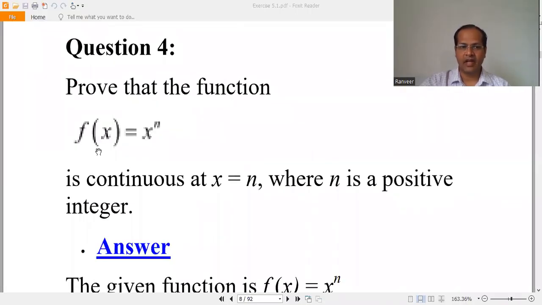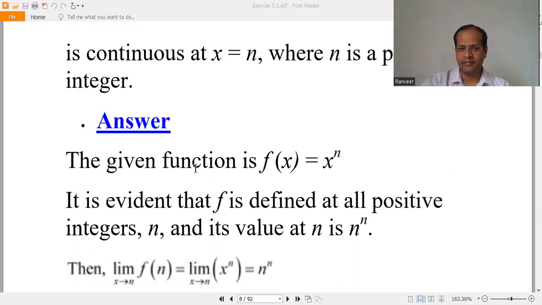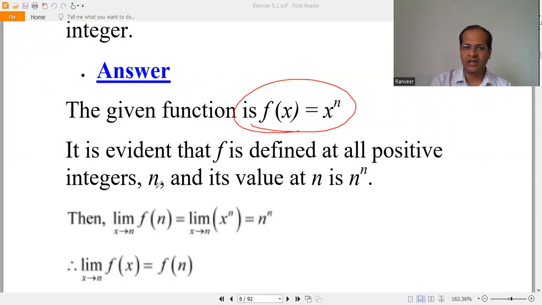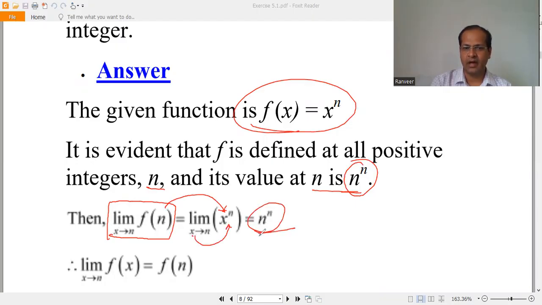Now prove that the function f(x) equal to x to the power n is continuous at x equal to n, where n is a positive integer. So first of all, f(x) is given as x to the power n. Now f is defined for all positive integers n, and its value at n is n to the power n. So limit x tending to n f(x), the f(x) value is nothing but x to the power n. Once we substitute the value n in place of x, this is n to the power n. So limit x tending to n f(x) equal to f of n. In the same way, we substitute, and this is also f of n.